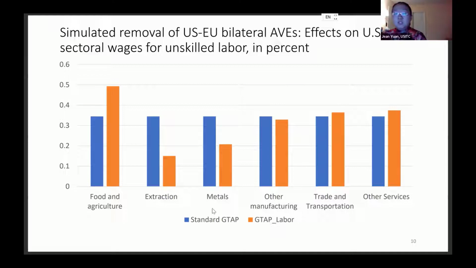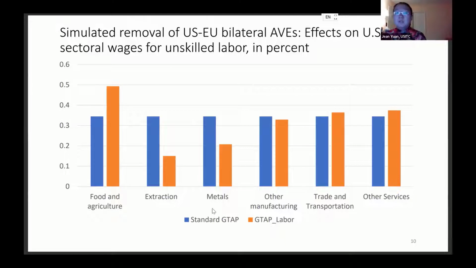But then in the GTAP labor model, because we have frictional unemployment incorporated, and we have the searching and matching process incorporated in the model, that's why the wage changes are different across different sectors. And then the biggest increase is in the food and agricultural sector. US sectoral wages in the food and agricultural sector for unskilled labor increased by 0.49%. And then you can see here the smallest increase is in the extraction industry, which is only 0.15%.